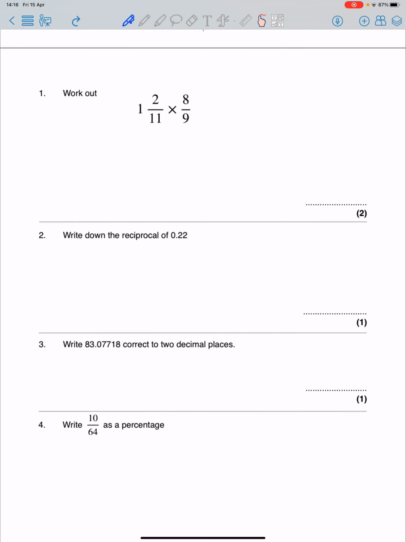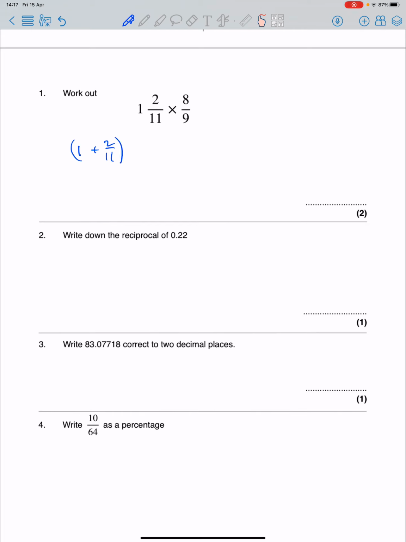So this is a calculator paper, and the first question is asking us to work out 1 2/11 times 8/9. Now we do have the method of converting both into mixed numbers and then multiplying, but let's just suppose you come across a calculation that involves multiplying such numbers. First of all, there is a mixed fraction button on the calculator, which you must use. Don't just type in 1 and then the fraction 2/11, because your calculator will interpret that as multiplying. 1 2/11 really means 1 plus 2/11.